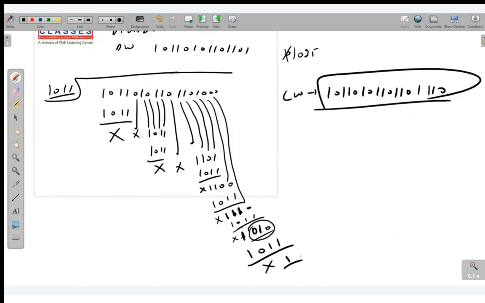Yes, sir. Okay, so what will we finally get? 1 is the remainder, so 000 was there and you added 1, so you will get 001. Any doubt?